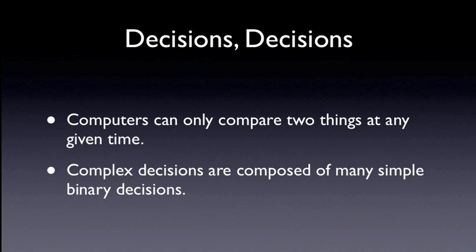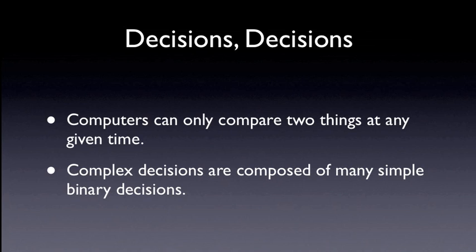Now, decisions. Simply put, computers can only compare two things at any given time. They can either say, is this true or is this false? So if you have a complex decision that you want to make in the computer, what you need to do is break that complex decision down into the much simpler decisions that it's composed of. Complex decisions, even though you may not think this in your brain, are composed actually of many simple binary decisions. In other words, decisions that are yes or no decisions about a bunch of things.